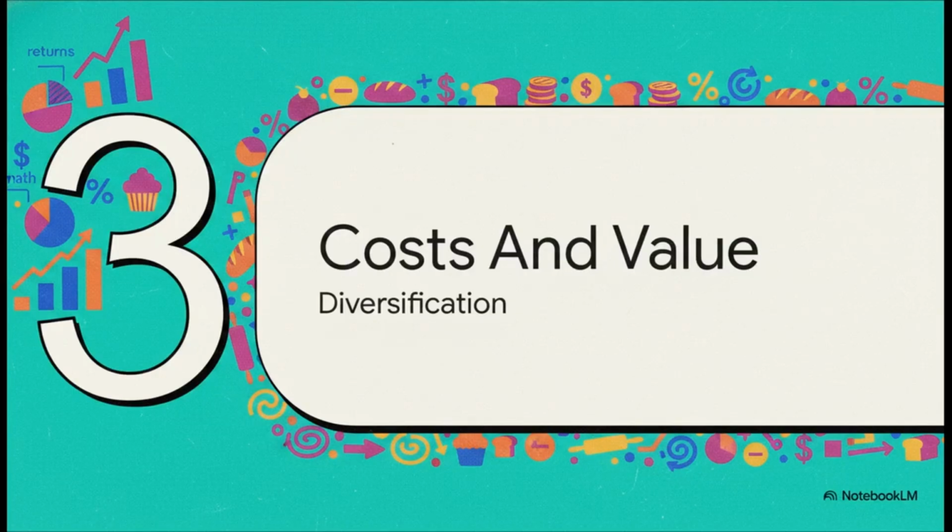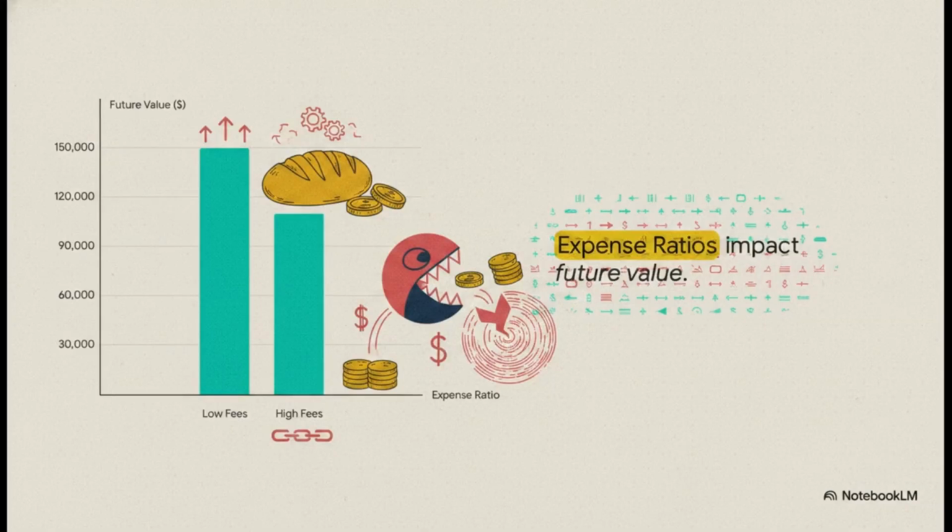Let's roll into Chapter 3, Costs, Diversification, and Value. Okay, this is absolutely crucial. Notice the immense difference in future value here. Our impact formula introduces this little variable E, representing the expense ratio.